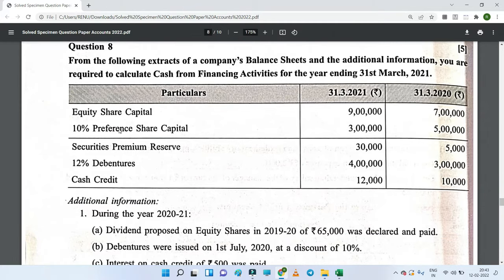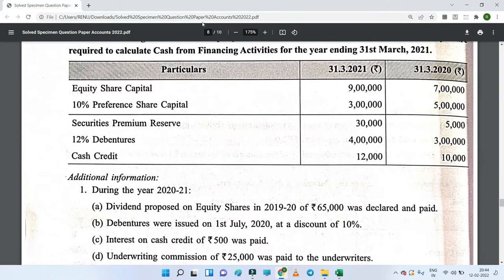Now we have question number 8. Here we need to calculate cash flow from financing activities, and we are provided with all these items along with the additional information. Financing activities are all those activities by which a company arranges capital. For arranging capital, a company issues equity shares, preference shares, debentures and takes some loans, so whatever cash credit is there. All the inflows we add and all the outflows we deduct, because when cash comes into the business, that makes cash inflow, and when cash goes out of the firm, that makes cash outflow.